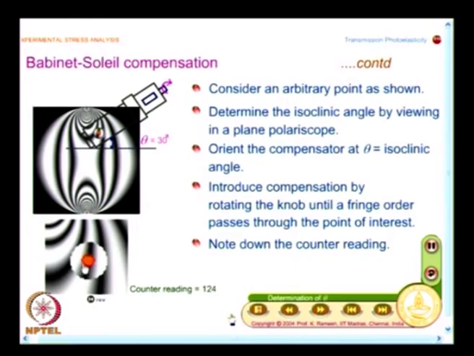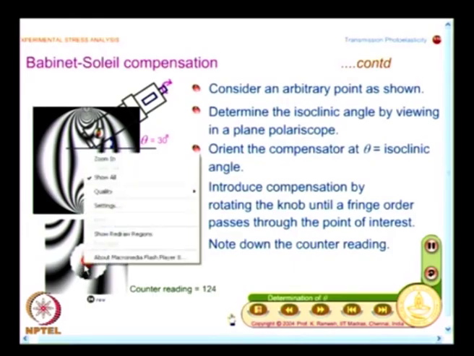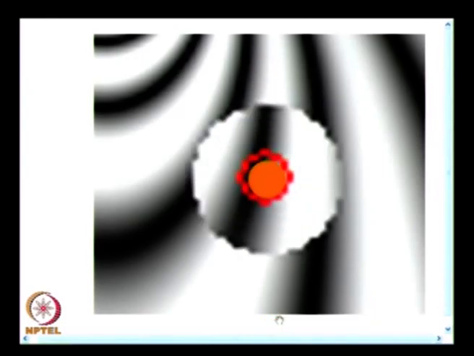And we would have an enlarged view of this, and I will do the compensation again. Are you able to see? When I do the compensation, which fringe order has moved to the point of interest? A higher fringe order has moved to the point of interest, and I see a fringe here. Do these fringes have any physical interpretation? They do not have any physical interpretation.